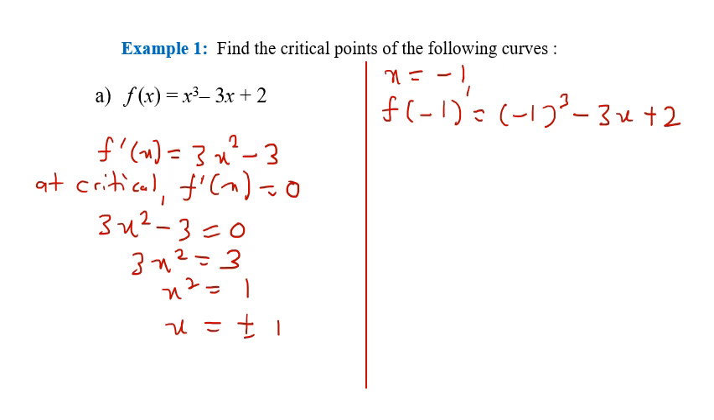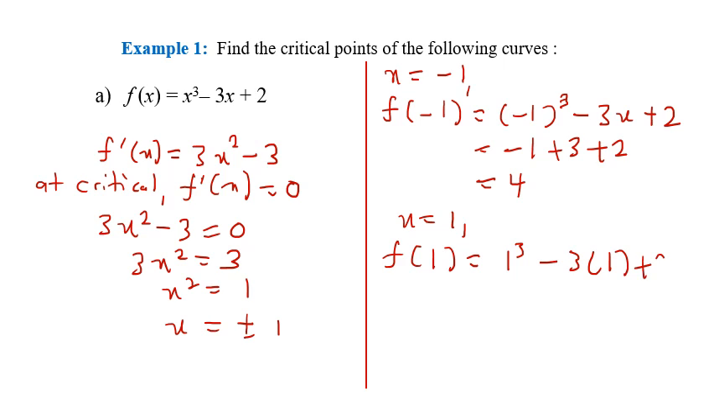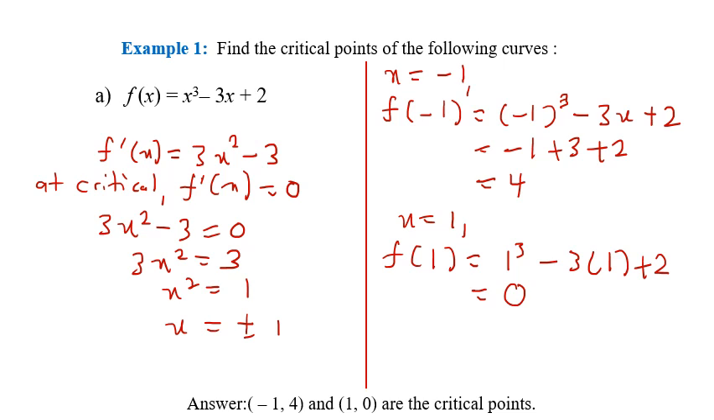Okay, so we know that it will be negative 1 plus 3 minus plus 2. Okay, so they will be 4, right? Okay, and then lastly, when x equals to 1, so f1, so 1 cube minus 3 times 1 plus 2. So here we got 0. So at the end, we can conclude that the critical points here is negative 1, 4, and 1, 0. Okay, so that's for the first equations.